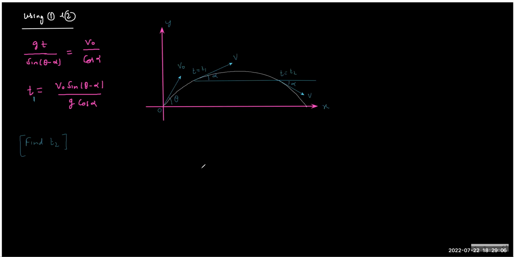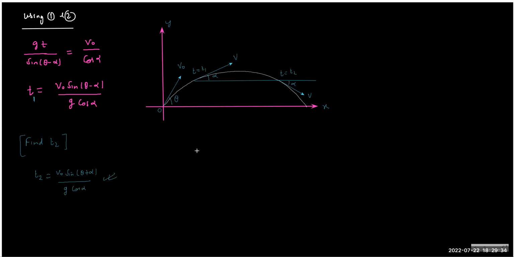The moment you draw the triangle, you can use the sine law as I discussed to get the answer. The answer will be pretty much similar with a small change. So I got the answer as v naught sine theta plus alpha upon g cos alpha. That's the right answer. Excellent. Very good.